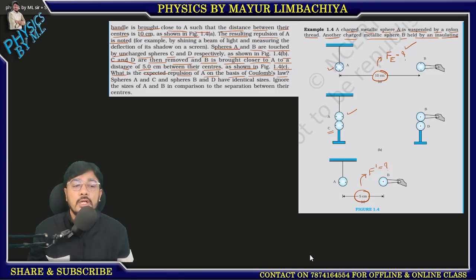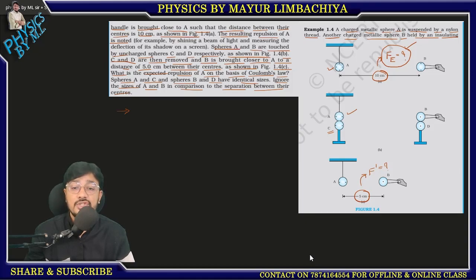Now, let's complete the definition first. Sphere A and C and sphere B and D have identical sizes. Ignore the size of A and B in comparison to the separation between their centers. So, dear students, first, as I told you, I have to find out the repulsive force, in this case repulsive, because both are positively charged. So first we have to find the repulsive force between sphere A and sphere B.